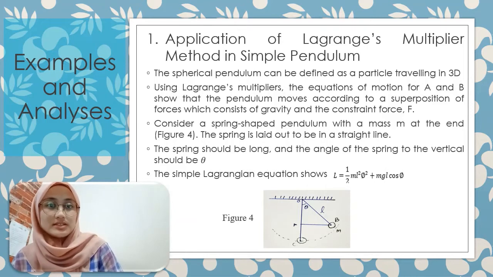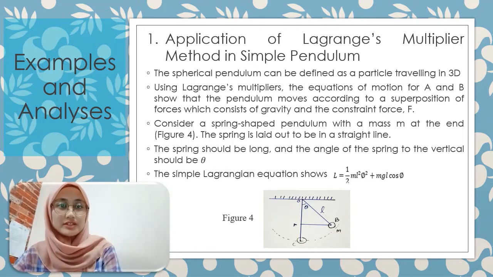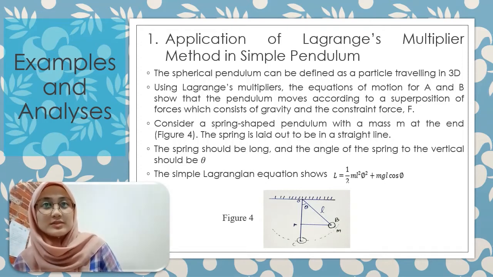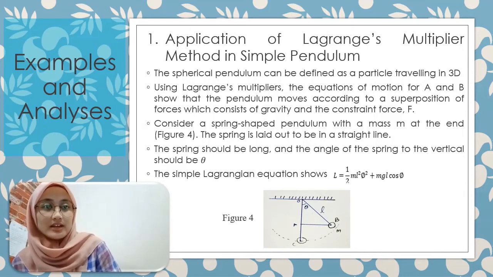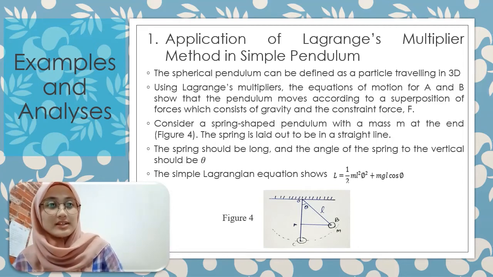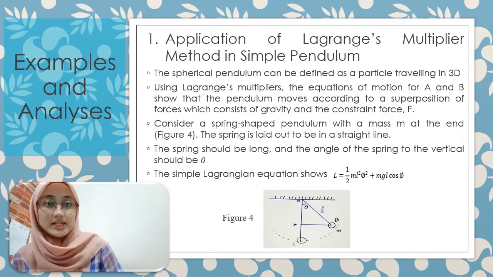So this force is given by the terms of Lagrange multiplier in the motion equation. This is an example of how we solve the solution for a simple pendulum. Consider the pendulum, which has a mass m at the end of its string. The string is laid out to be a straight line, which we can say is like a rod without a mass. The length of the string we will consider as L, and the angle of the string we will assume as theta.